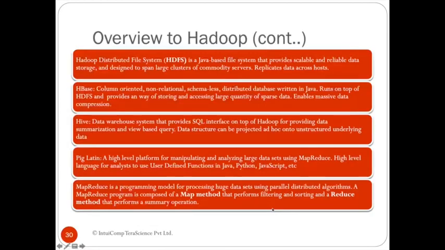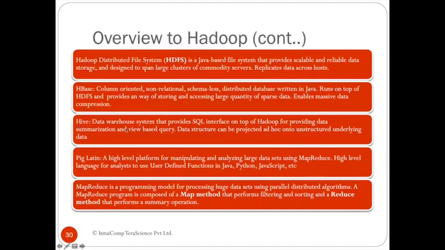So, overview of Hadoop. Hadoop Distributed File System, HDFS, is a Java-based file system that provides scalable and reliable data storage, designed to span large clusters of commodity servers and replicate data across hosts. Then HBase: a column-oriented, non-relational, schema-less distributed database written in Java, which runs on top of HDFS, provides a way of storing and accessing large quantities of sparse data, and enables massive data compression.